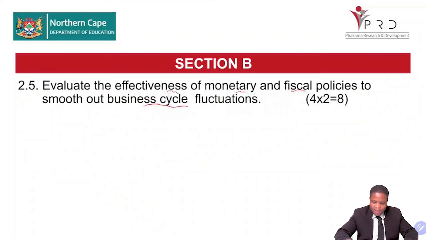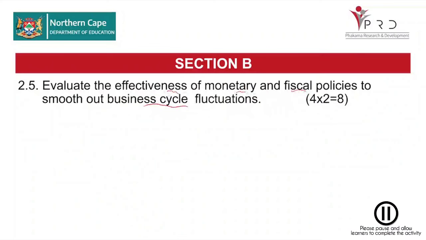So for 8 marks, you need 4 full sentences to evaluate. When you evaluate, you say if it's effective or not, or you can just say it's effective, or you can just say it's not effective, using the monetary and fiscal policies to smooth out the business cycle. Right? You'll be given 6 minutes to respond. Then we look at the marking guideline.